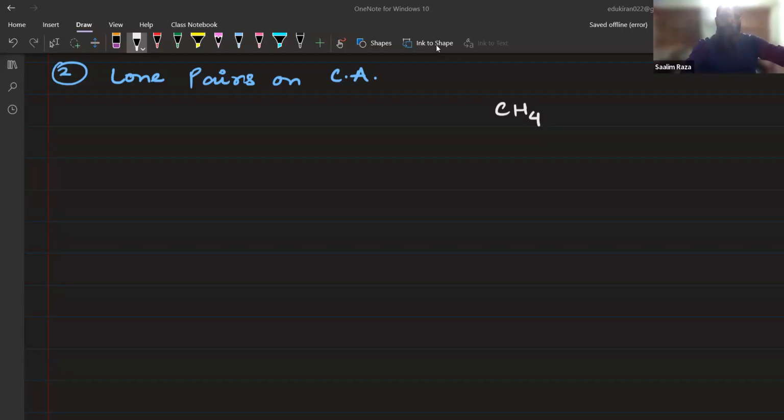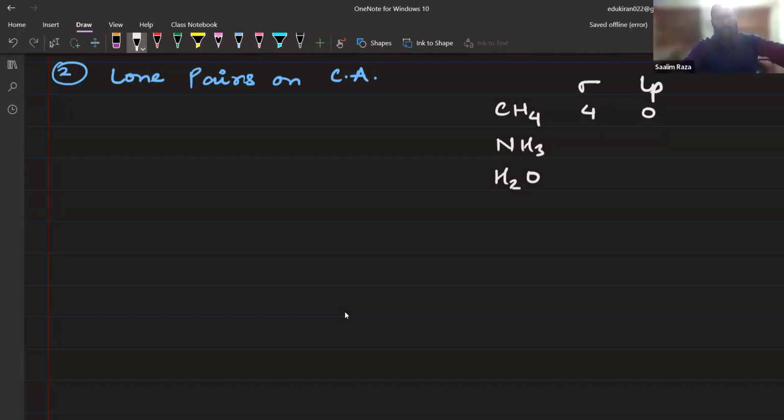What is the example in the next case, case 2? NH3. Very good. What is the example in the third case? OH2, we will say H2O. This is sigma and lone pair. I'm talking about sigma now. So this is having 4 sigma, 0 lone pair.